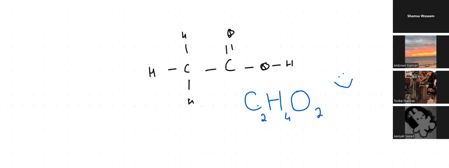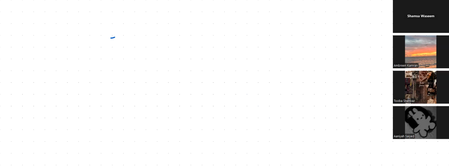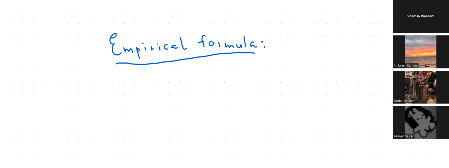That's going to be the empirical formula. Have you ever heard about the empirical formula? No. Again, we will be knowing its definition, and in the next classes, we'll also be calculating the molecular and empirical formula. But right now, we're just discussing their definitions, right? So, what is the empirical formula? Let me just write down its definition and I'll explain it.